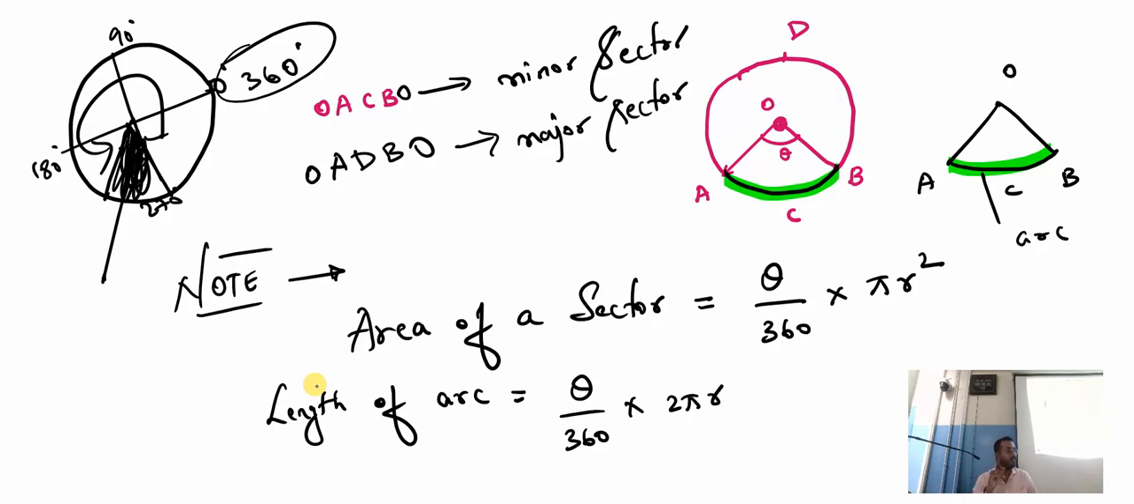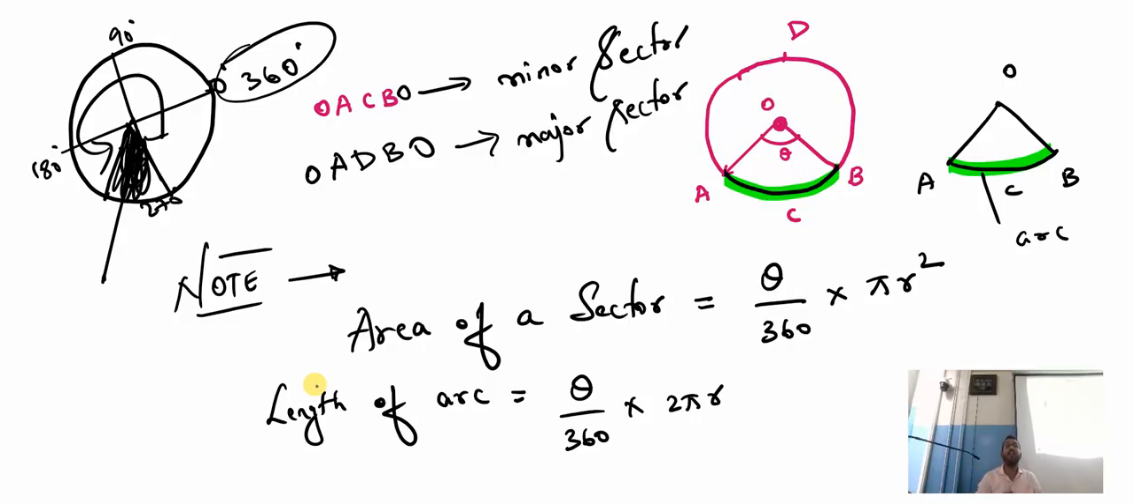But one small doubt, you know what it is? Confusion. See the above formula and the below formula: theta by 360, theta by 360. By mistake, if I write pi r square for the length of an arc, problem. Instead of writing pi r square, if I write 2 pi r, problem gone.